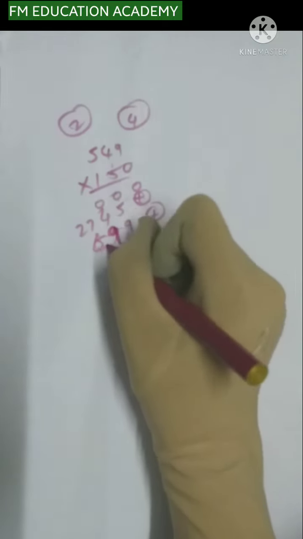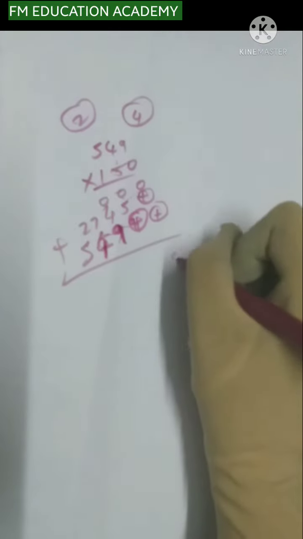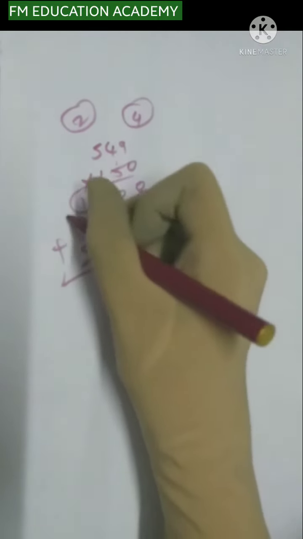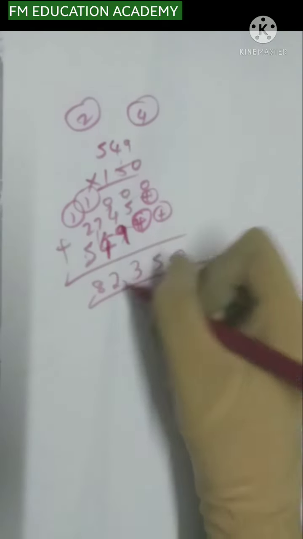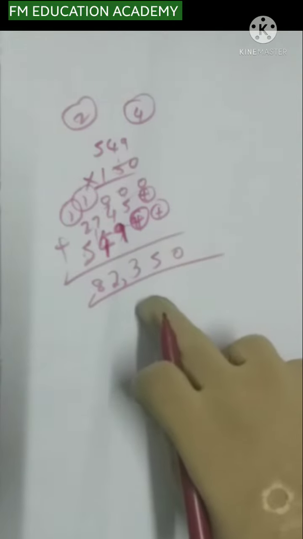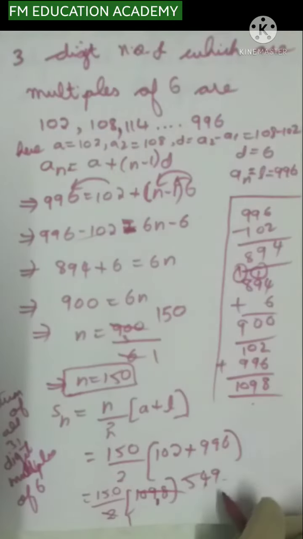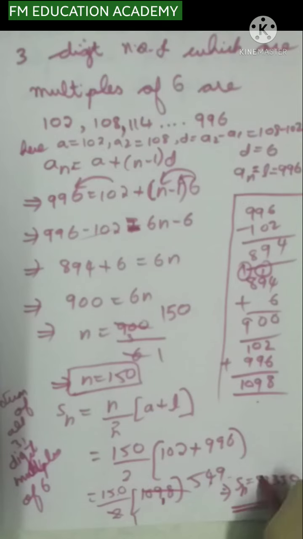Add them: 0 as it is, 5 plus 0 is 5, and so on. So we get 82,350. That is the sum of the terms, that is, the sum of all 3-digit multiples of 6: 82,350. We got the answer.